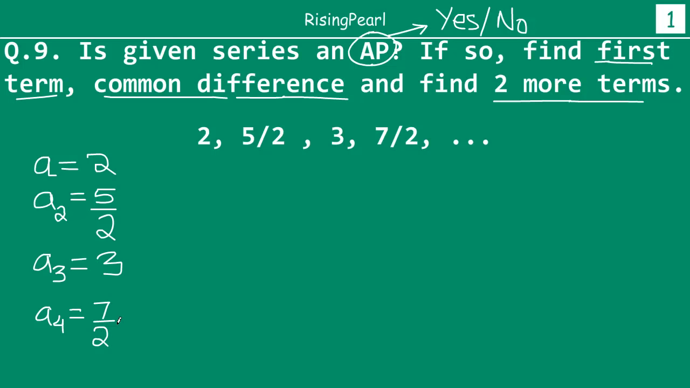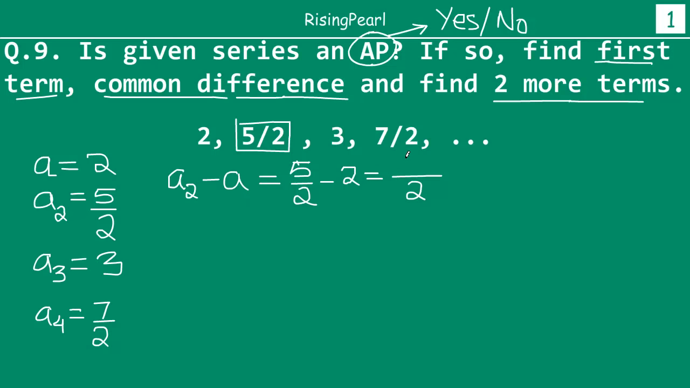So we know what is the test to say the series is an arithmetic progression or not. Simply we have to do A2 minus A1. We have to do this for each of these terms. So we take the second term and we subtract the first term from it and see what we get. A2 minus A, this will be 5 by 2 minus 2, or in other words 2 is the denominator. So 5 minus, 2 2s are 4. So this will be 5 minus 4 or 1 by 2.